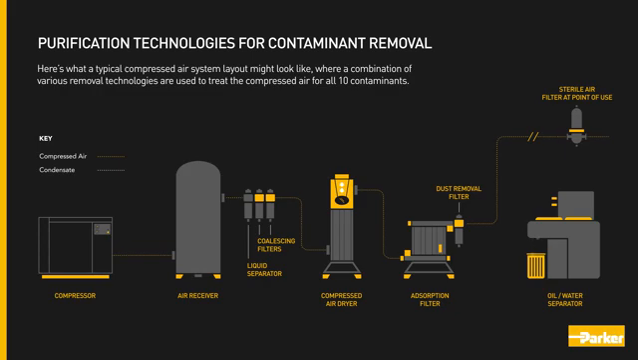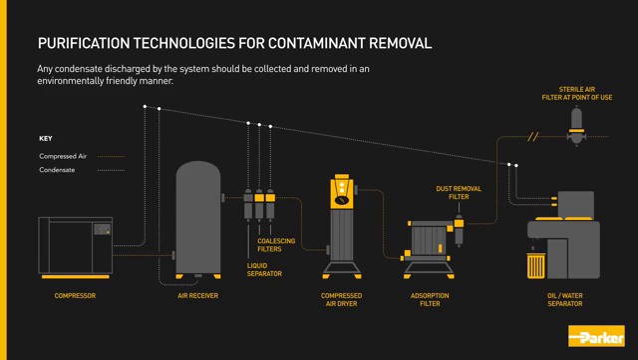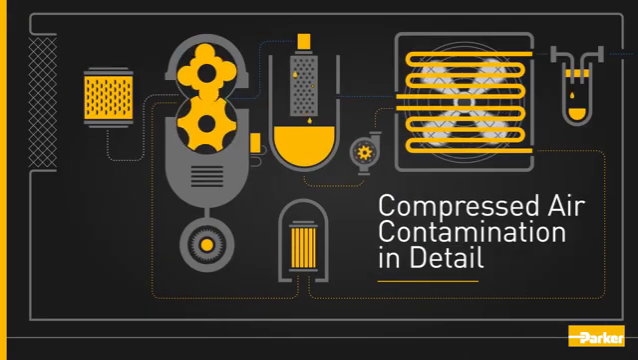Here's what a typical compressed air system layout might look like, where a combination of various removal technologies are used to treat the compressed air for all 10 contaminants. Any condensate discharged by the system should be collected and removed in an environmentally friendly manner. Compressed air contamination in detail.